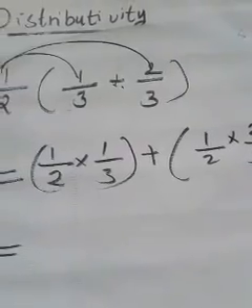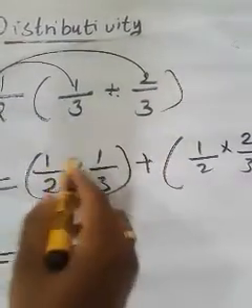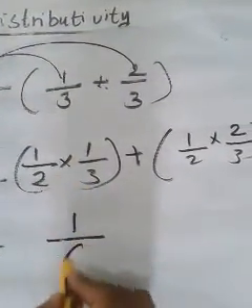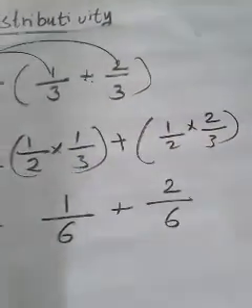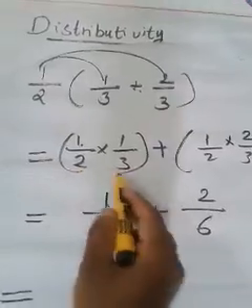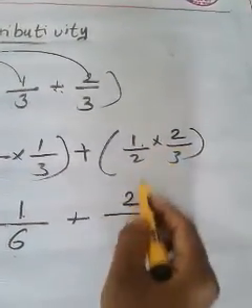Now let's see. What is 1 into 1? 1. What is 2 into 3? 6. Plus, what is 1 into 2? 2. What is 2 into 3? 6. You may have understood. 1 into 1 is 1, 2 into 3 is 6, plus 1 into 2 is 2, 2 into 3 is 6.